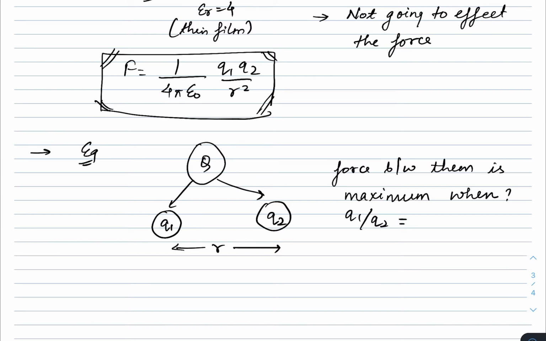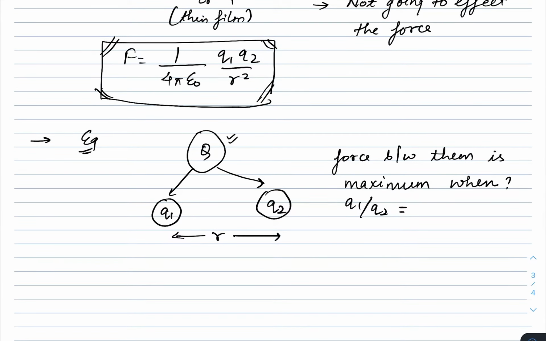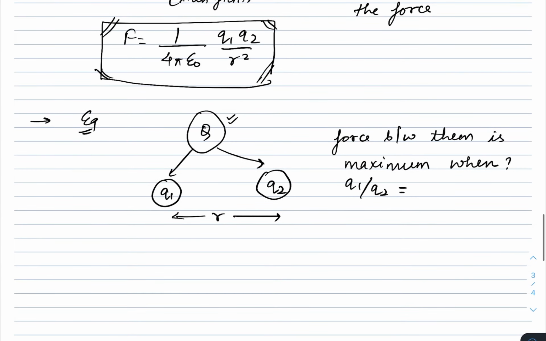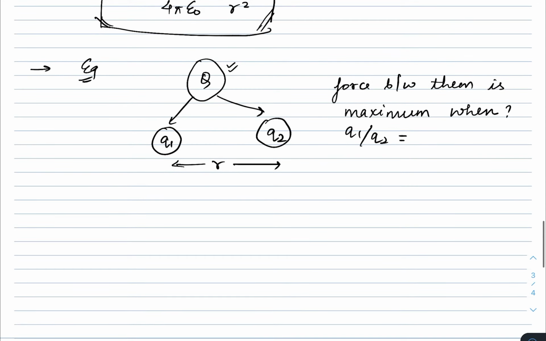So we have to break capital Q into two parts, Q1 and Q2. I'll tell you two methods. One is the classical method, which involves differentiation. Whenever you have to find the maximum or minimum value of any expression, you differentiate it and equate it to 0. Let the value of Q1 be X and Q2 will be Q minus X. These are two small charges kept at a separation R. So the force can be written as K Q1 Q2 divided by R square.